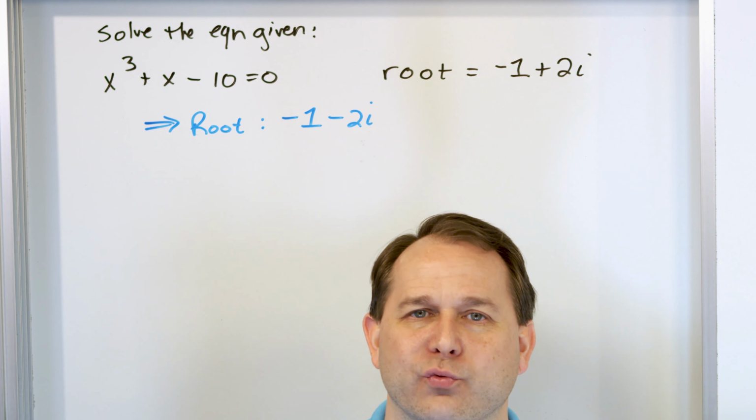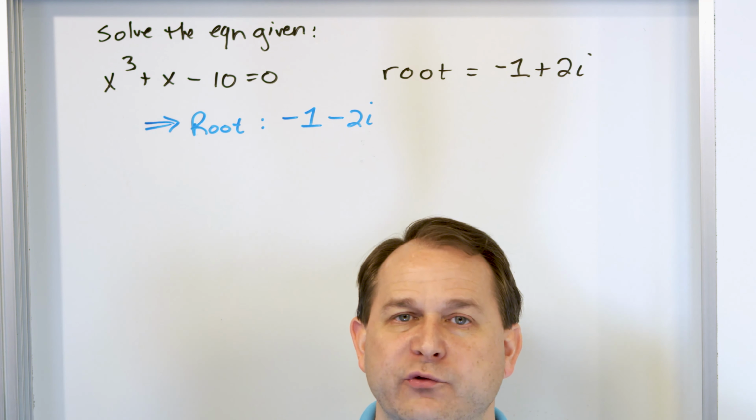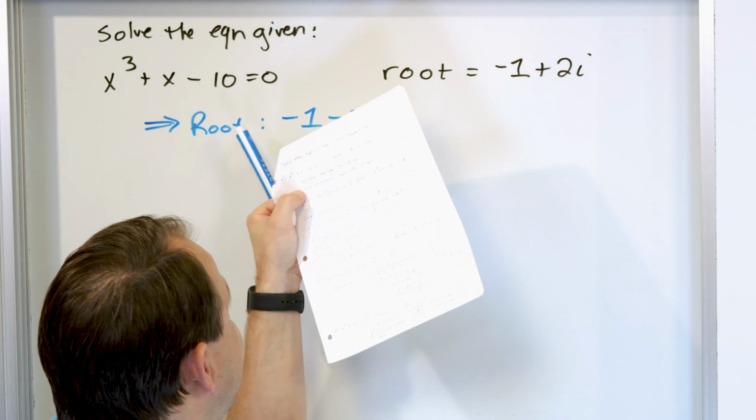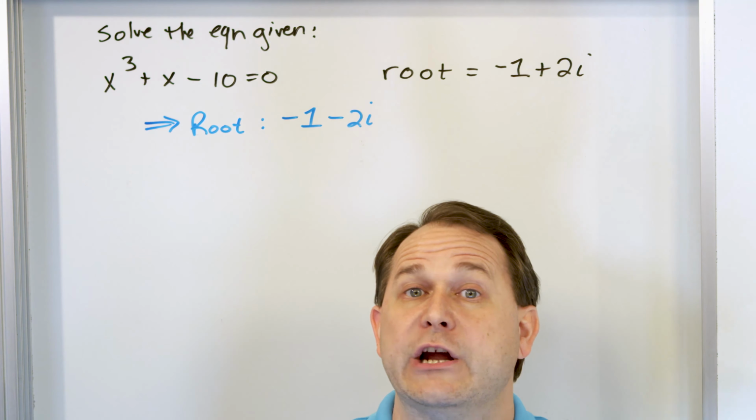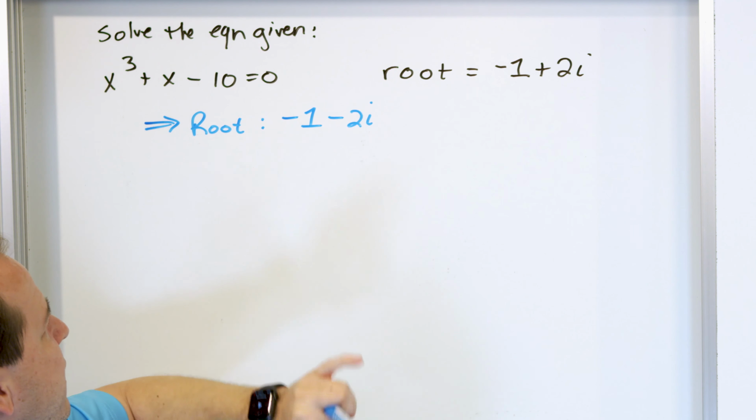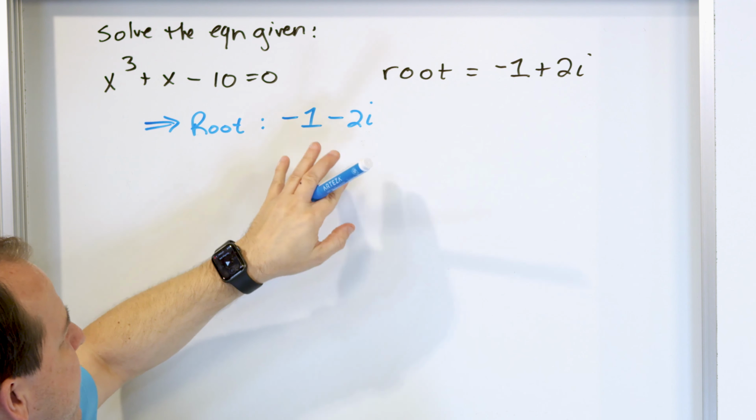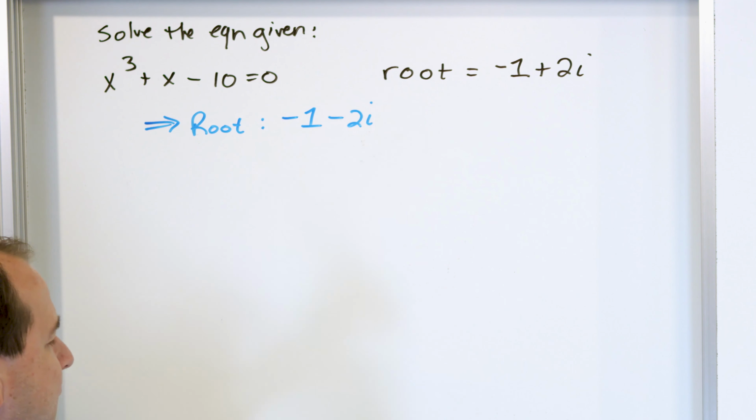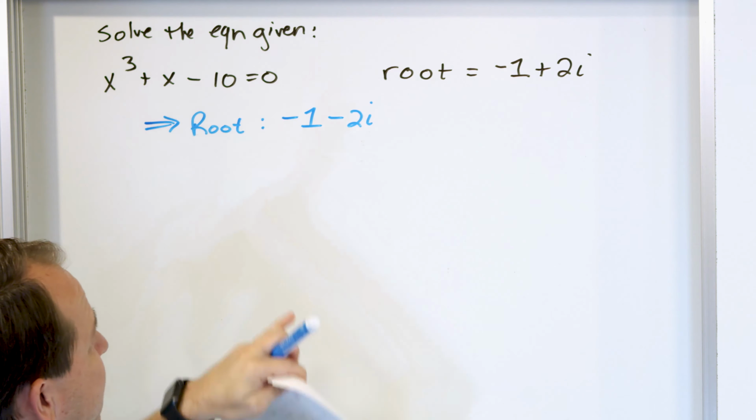How do you find a third root? The problem just says solve the equation. What they want to know is what values of x make this thing go to 0. We already know 2 of the values. x is equal to negative 1 plus 2i. That's 1. You stick it in here, it'll go to 0. If you plug in negative 1 minus 2i, that's also going to make it go to 0.